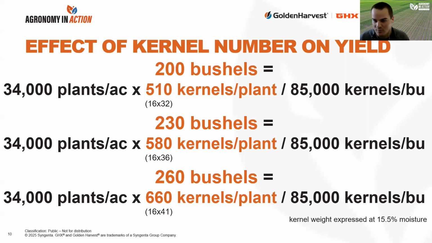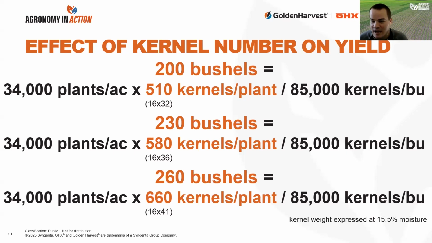If you could get just four more kernels each row lengthwise on that ear, just four more, you can gain another 30 bushels without changing anything. Similarly, there, if you got a 16 by 41 ear, you can get up to 260 bushels. So it sounds so simple, just four more kernels, you can get 30 bushels an acre. But as we all know, it's a lot more challenging than that.